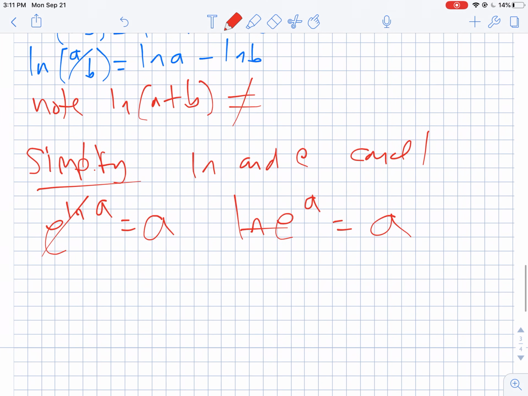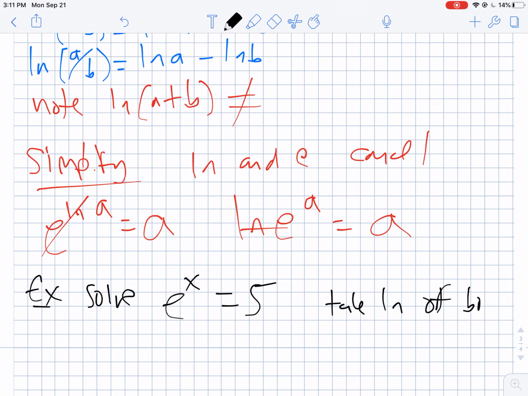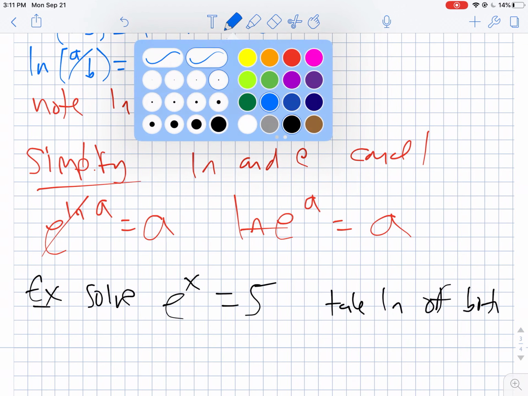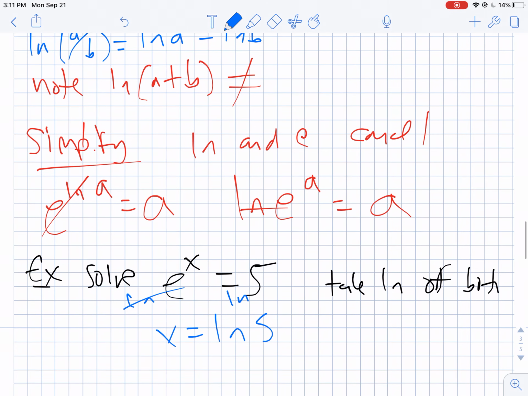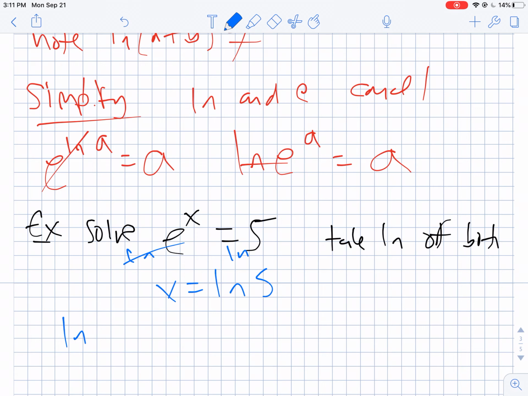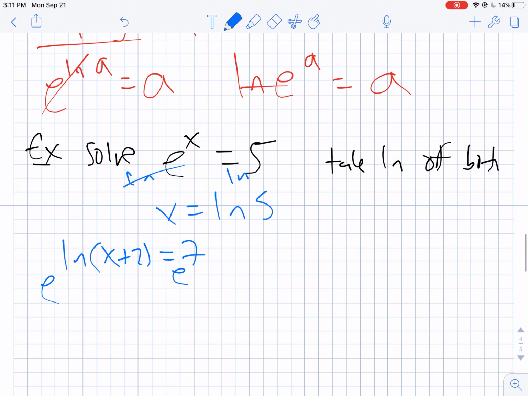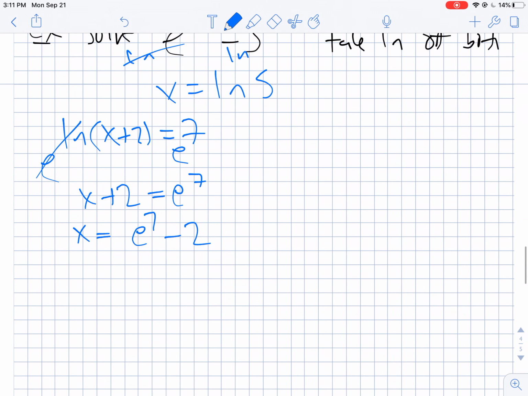So for example, say you have to solve the equation e to the x equals 5. What you could do is just take the ln of both sides. So I'm going to take the natural log of the left side and the natural log of the right side. So I get x equals the natural log of 5. Same thing, right? If you have ln of (x plus 2) equaling 7, raise e to the power of both sides. So you get x plus 2 equals e to the 7, and then x equals e to the 7 minus 2.